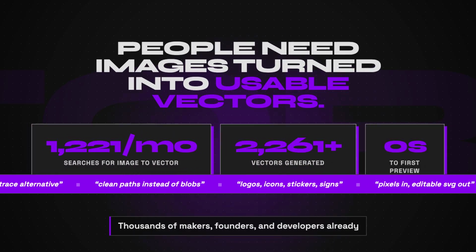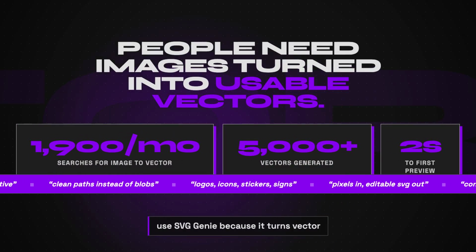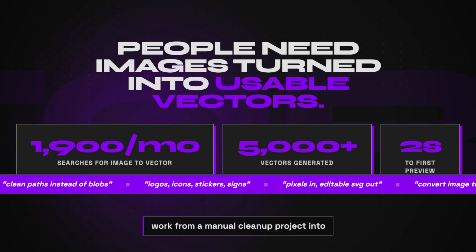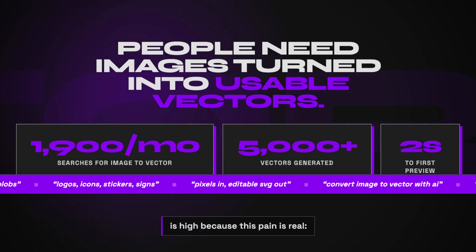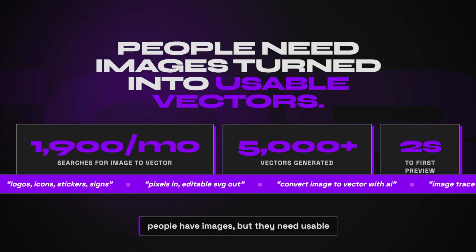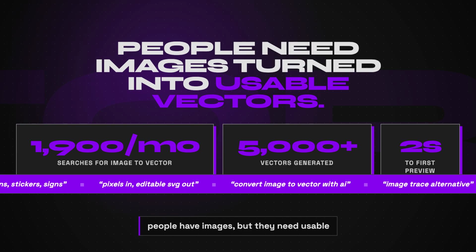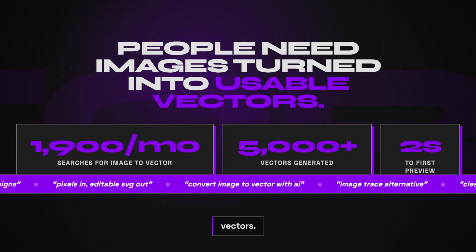Thousands of makers, founders, and developers already use SVG Genie because it turns vector work from a manual cleanup project into a fast AI track workflow. The search volume is high because this pain is real. People have images, but they need usable vectors.